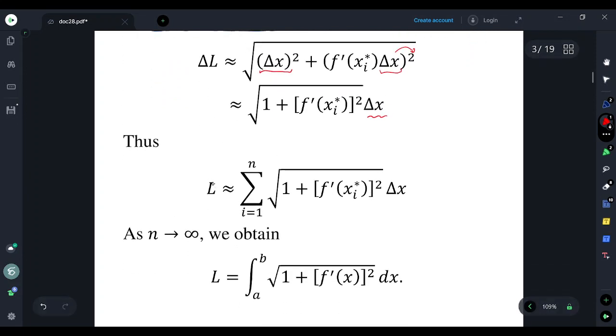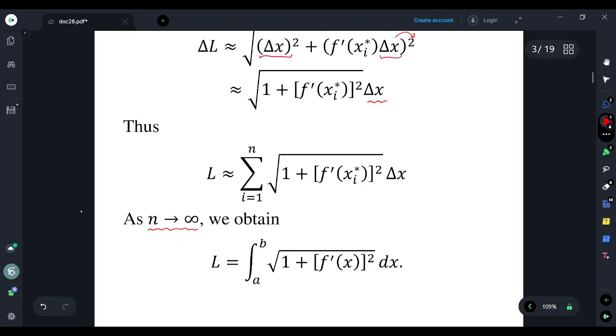And then by summing, we get the arc length approximated by the sum from i equals 1 to n of the square root of 1 plus f prime x_i star squared times delta x, and then when we take n to infinity, as we learned in the concept at the beginning of integral, the summation becomes an integral from a to b, and the function square root of 1 plus f prime x_i star squared becomes square root of 1 plus f prime x squared, and the delta x becomes dx. So that's the explanation of the arc length formula.